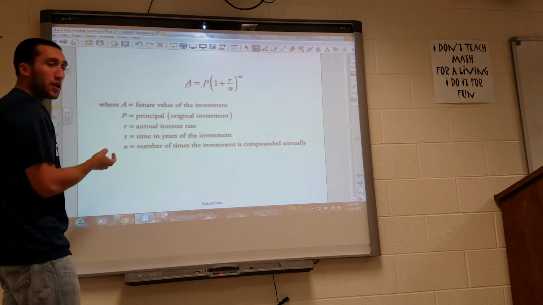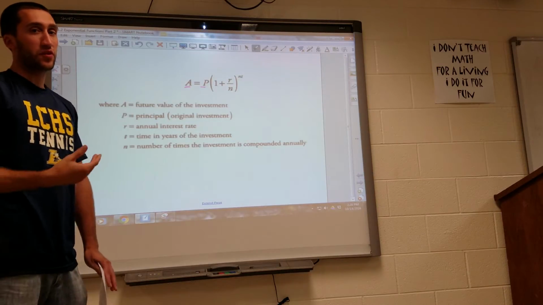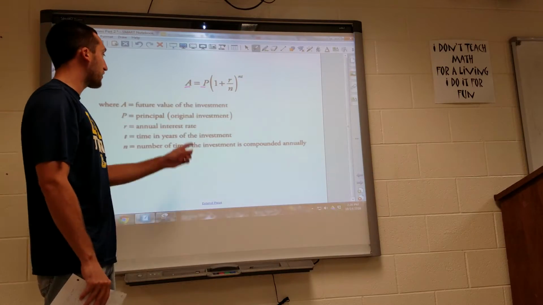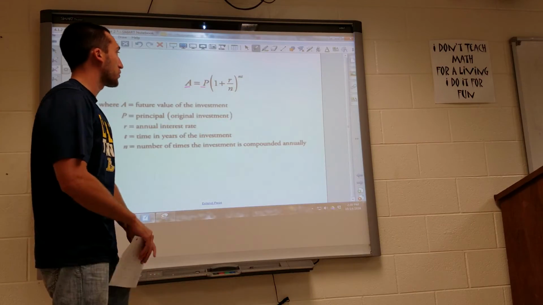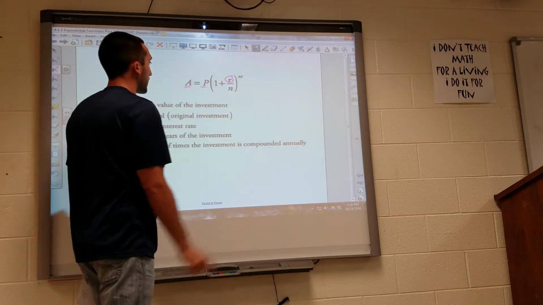The rate, typically they're going to give you in percentages. So you're going to have to take the rate percent and turn it into a decimal in order to use it in our equation here. And that's the R there.